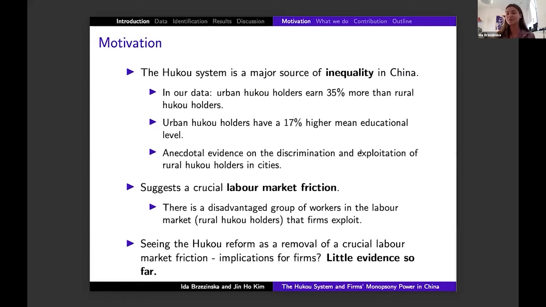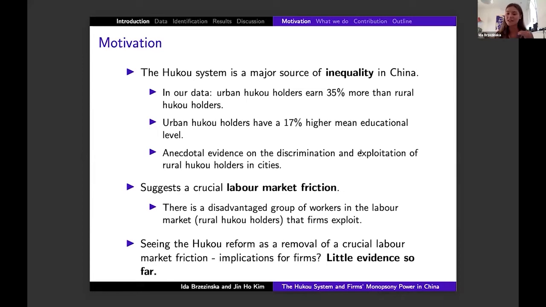So in our data, we find that urban Hukou holders earn 35% more than rural Hukou holders. They also have a 17% higher mean educational level, but even after we control for education, there's a range of anecdotal evidence on the kind of discrimination and exploitation of rural Hukou holders in cities. I guess the most graphic example of that are these Foxconn factories where workers work 16 hours. But within the context of a research question, we really see this as a crucial labor market friction.